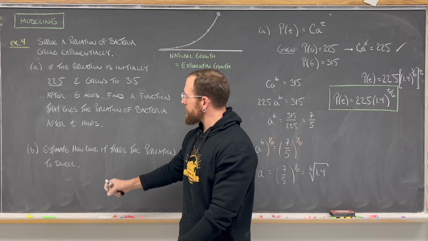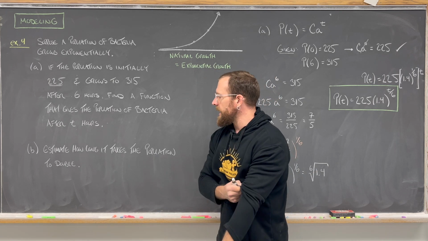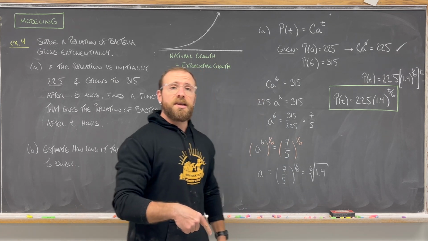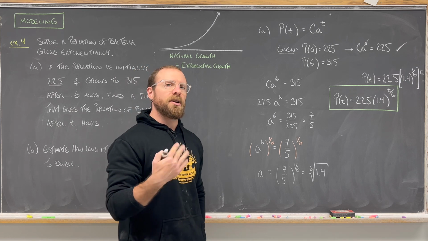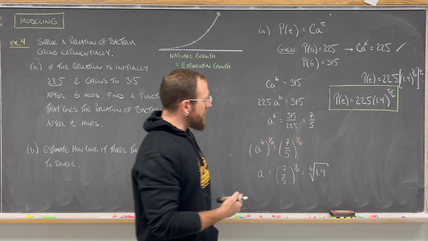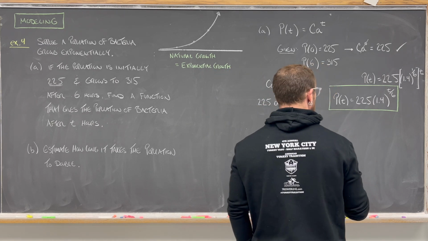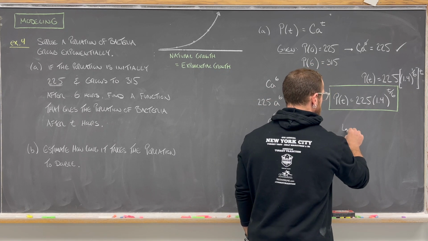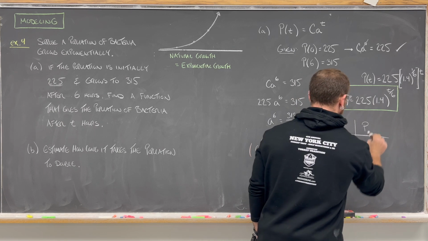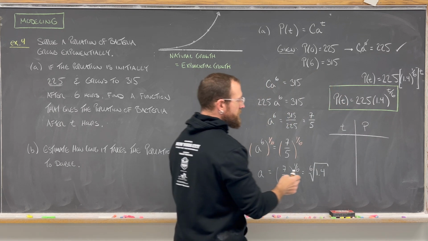And my last question is to just estimate how long it will take the population to double. Next week, we'll see how we can use logarithms to solve an equation to get a precise answer. But for this week, I just want to play around with this a little bit. If I give myself some t values here and some population values, maybe it's not hard to see.